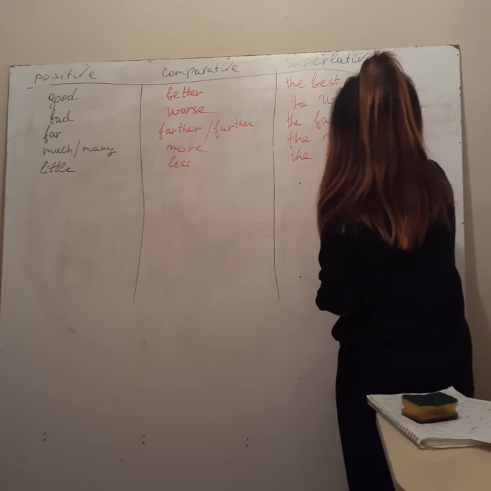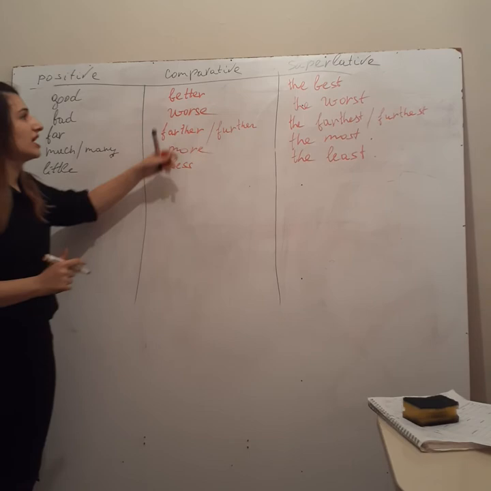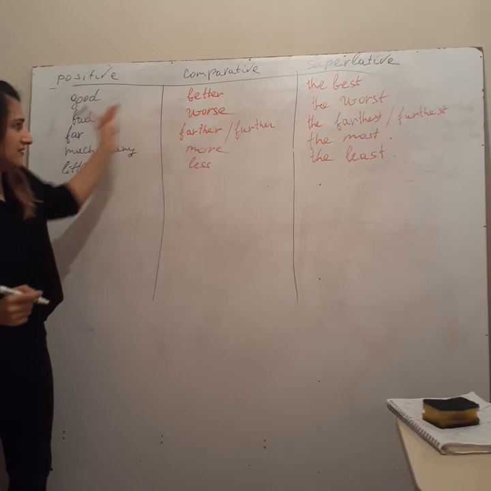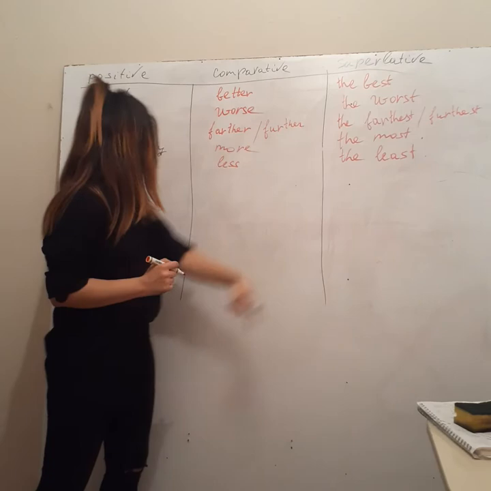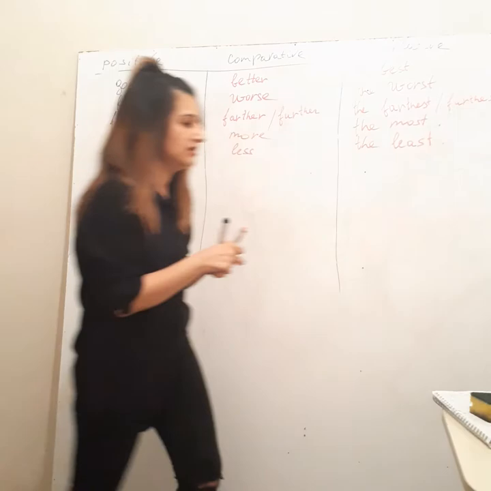Please try to learn them carefully. These are the superlative forms of these adjectives. Okay. Good, better, best, the best; bad, worse, the worst; far, farther, further, the farthest, the furthest; much, many, more, the most; and little, less, the least. Okay? That's all.